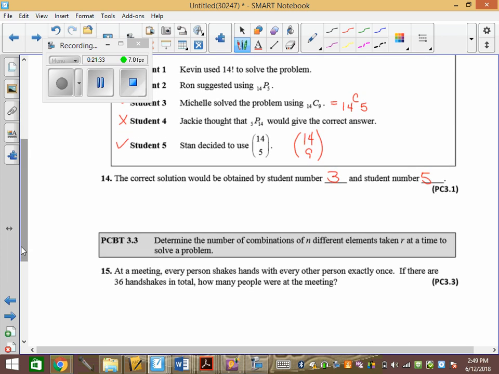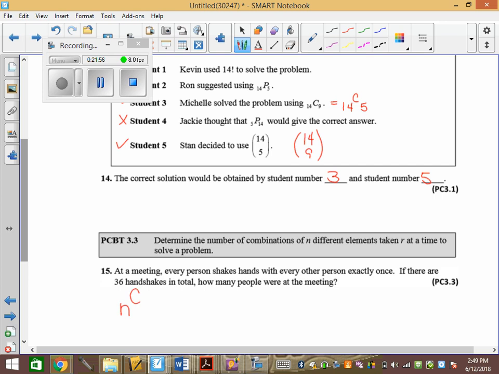The next one says, at a meeting, every person shakes hands with every other person exactly once. If there are 36 handshakes in total, how many people were at the meeting? So we don't know n. We have to decide, is it a P or a C? Does the order in which 2 people shake hands matter? No. So it's a C, you were right.